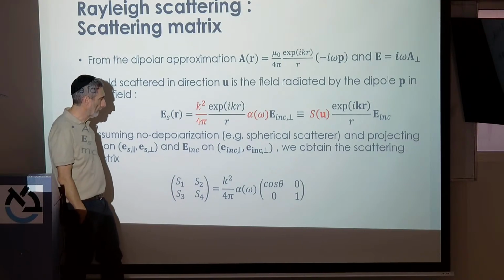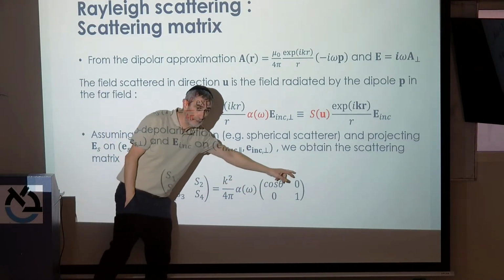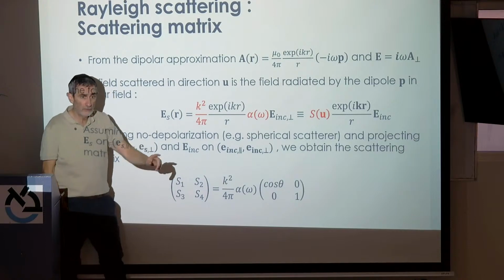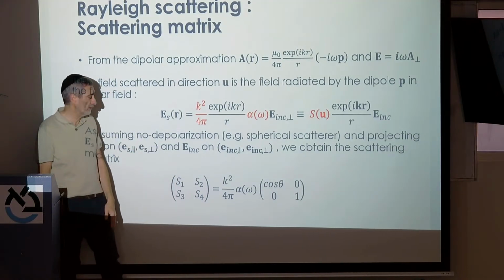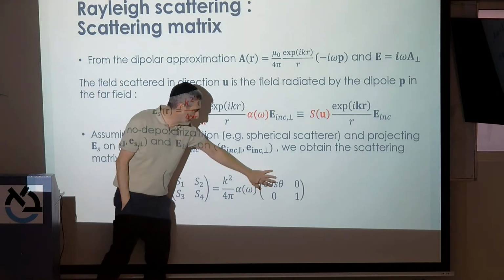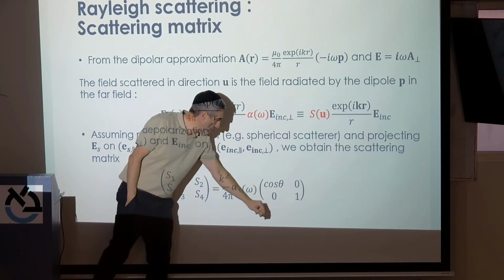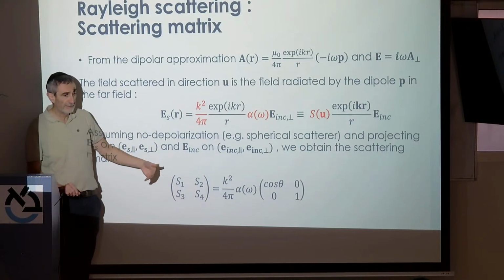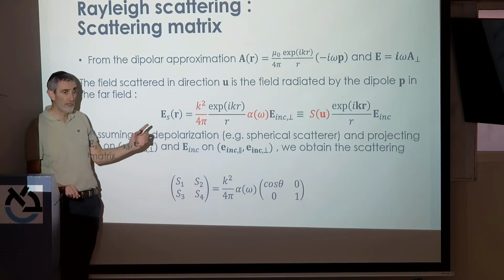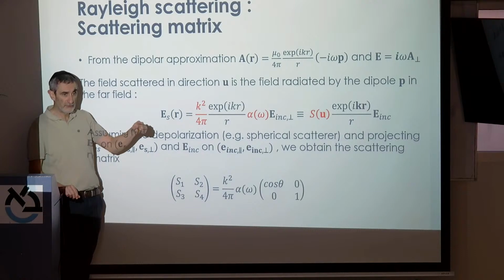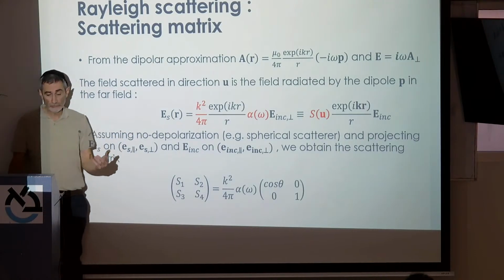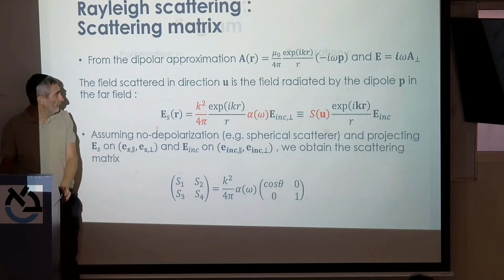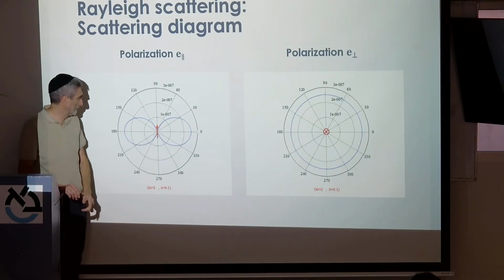Okay, so you see that there is no cross term. You don't have cross polarization. The polarization is maintained. Okay, and you have one in one direction and cosine theta in that direction. So if I represent these two terms, if I project that onto one direction or the other direction, I have two different scattering diagrams. So you see them here.